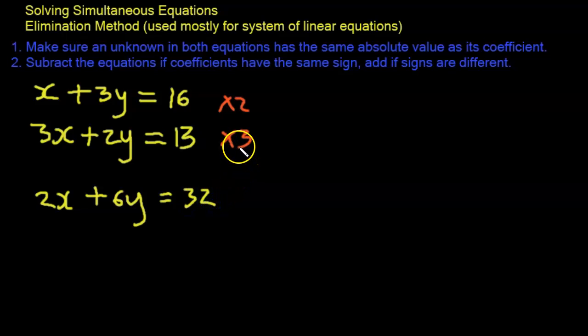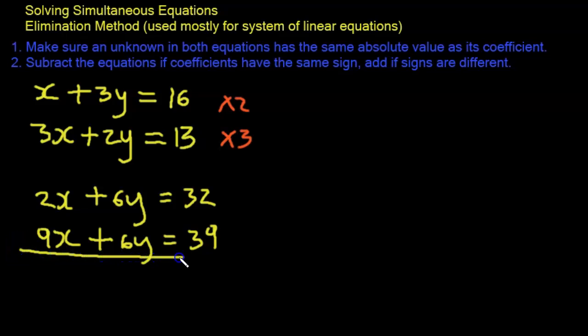And for the other equation, equation 2, we're multiplying each term by 3. So 3 times 3x, that's 9x. 3 times 2y, that's 6y. And 3 times 13, that's 39.